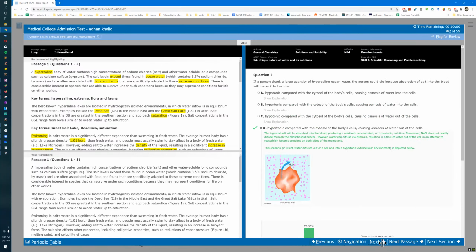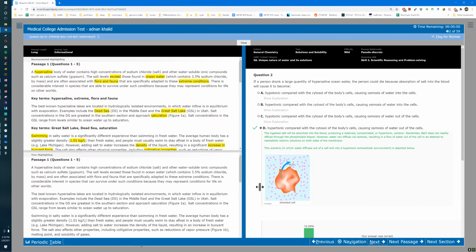So that's that. This one, because this person is drinking a large quantity of ocean water, which has a lot of salt in it, the blood will have a greater amount of salt in it compared to the cells, which means that the blood is hypertonic in comparison to the cell. So we're going to cross out the ones that say hypotonic, and then we're left with B and D, which are both hypertonic. But what happens when your cell is in an environment that's hypertonic?